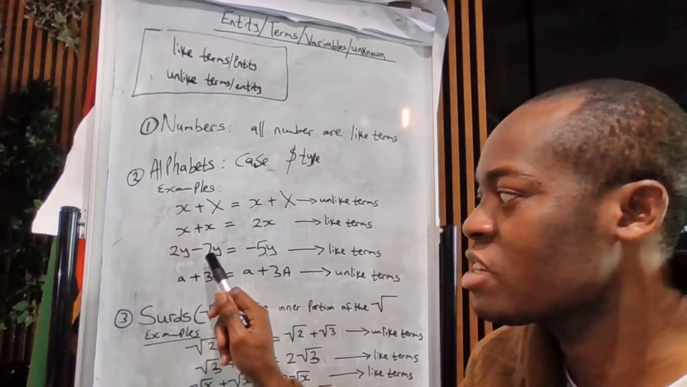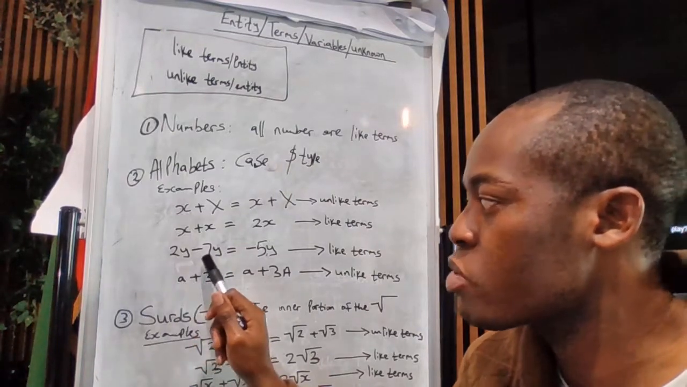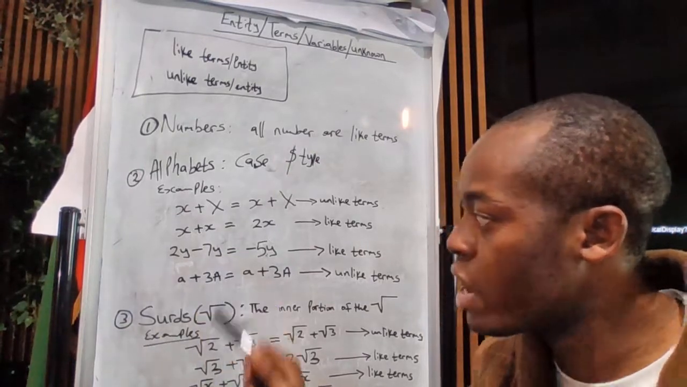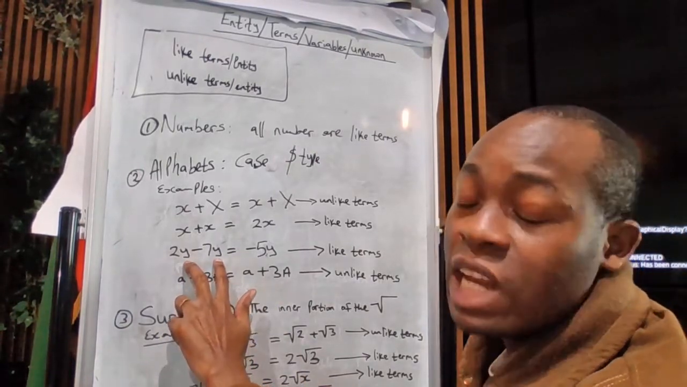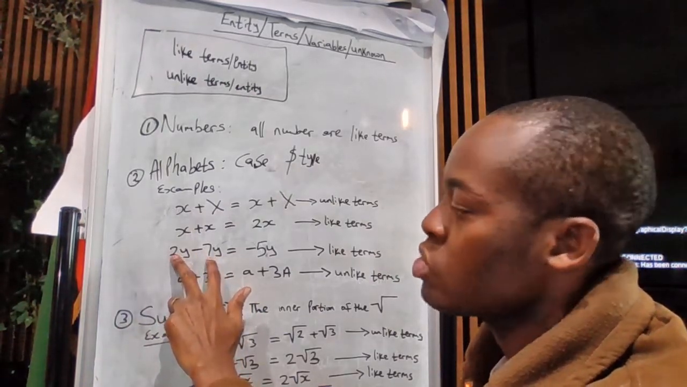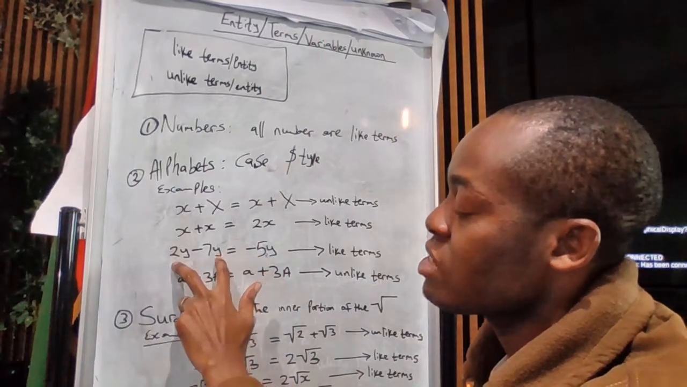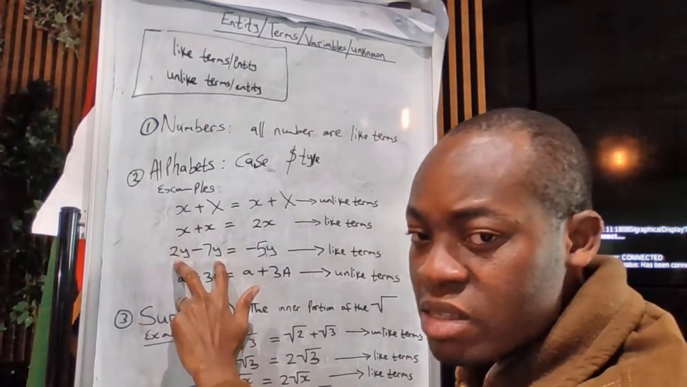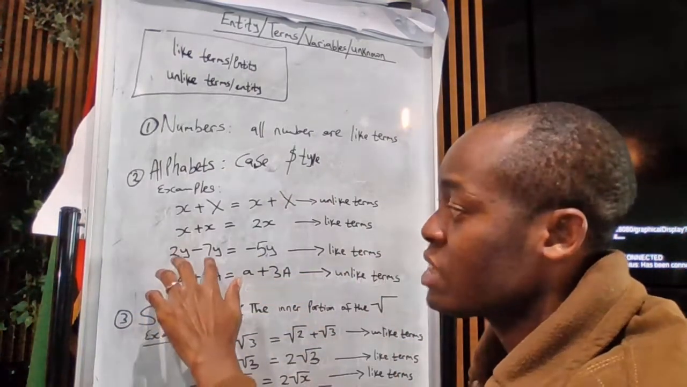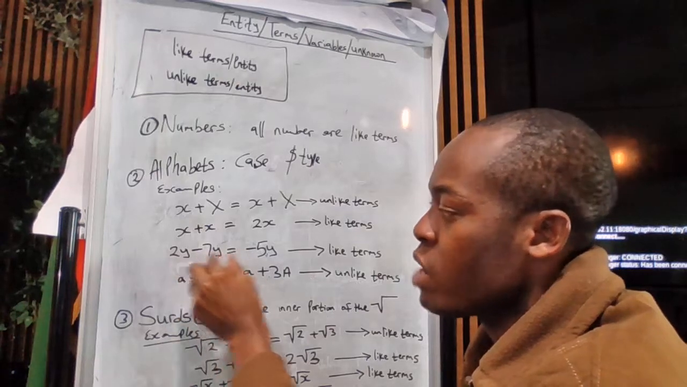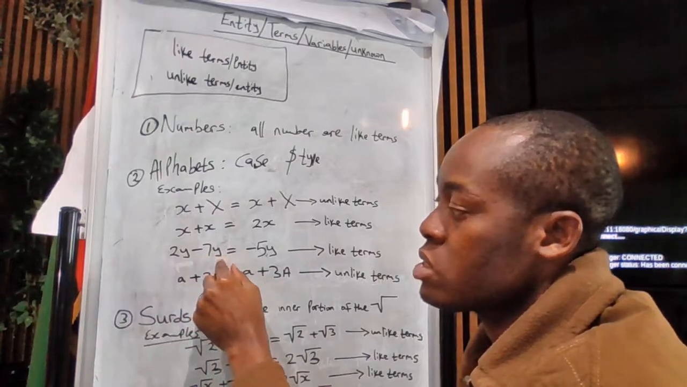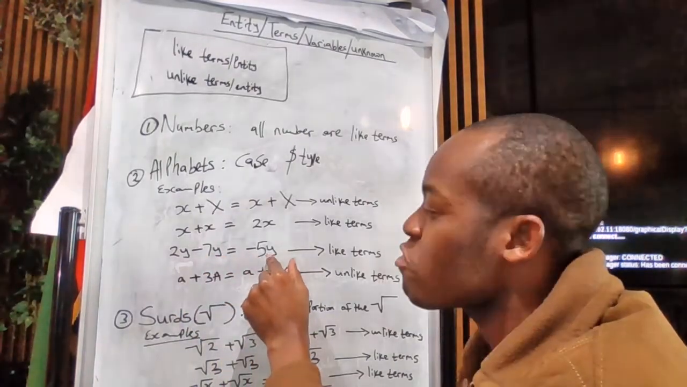Now look at this, 2y minus 7y. This is the coefficient. The coefficient is not a problem. The problem is the entity. That is the small letter y and the small letter y. They look alike. They are what? Like terms. So that is 2 minus 7, which is what? Minus 5y. That is, they are the same entity. They are like terms. That is why we are able to add and subtract them. That is, 2 of y minus 7 of y will give us minus 5y. It's just like 2 houses minus 7 houses. It will give you minus 5 houses.